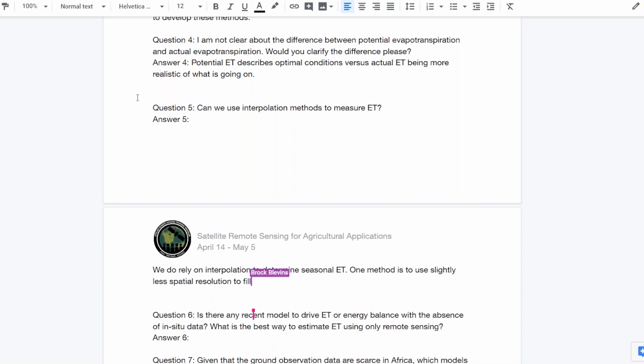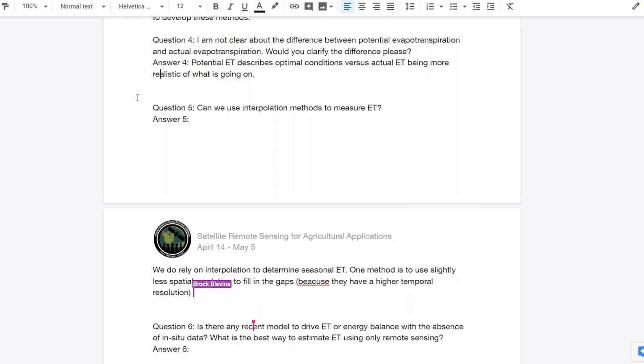So the introduction of more moderate resolution days that are available on a daily time scale could hopefully fill in some of that information, albeit at a coarser resolution. But we've developed data mining machine learning tools to essentially take the information we get at those scales and be able to interpolate it down to estimate the field scale. So while I say you can't really use interpolation methods to measure ET, there's a lot of interpolation and data mining to try to fill in some of the observational gaps we have. So it's definitely an important part of the process.